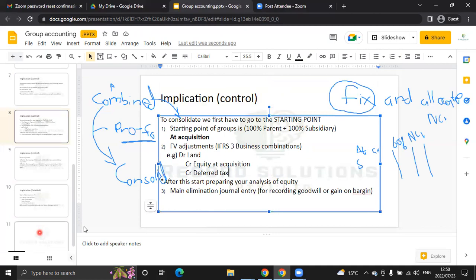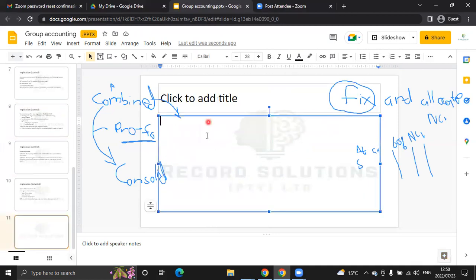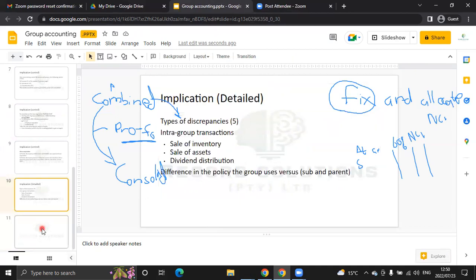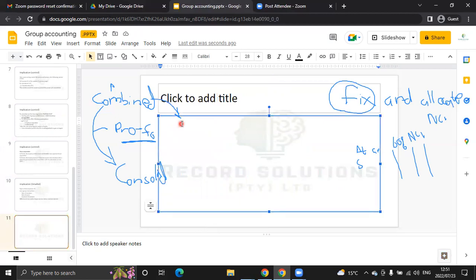Right. So okay, let's go here. So how does it start? Now, you know that from the starting point, we said there was 100%. So let me just type it here. There was 100% of the parent plus 100% of the subsidiary, right? You'll see I will always go back to the starting point because that's what we are doing here. We are fixing, right?